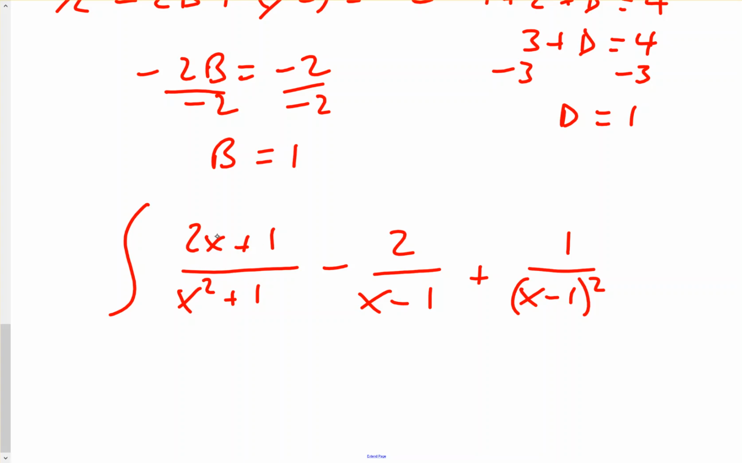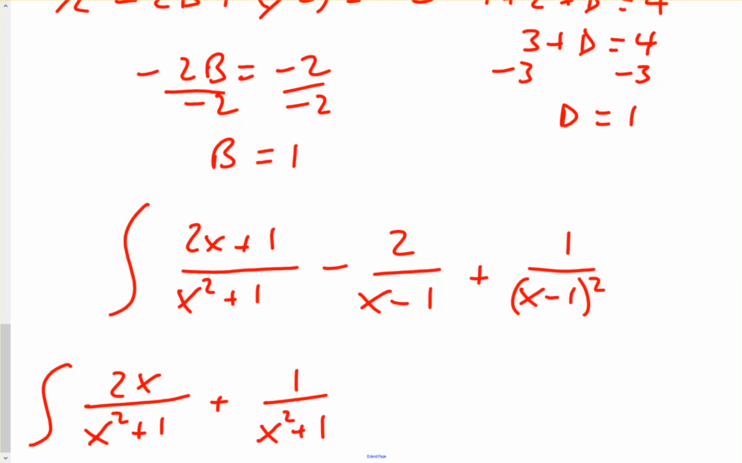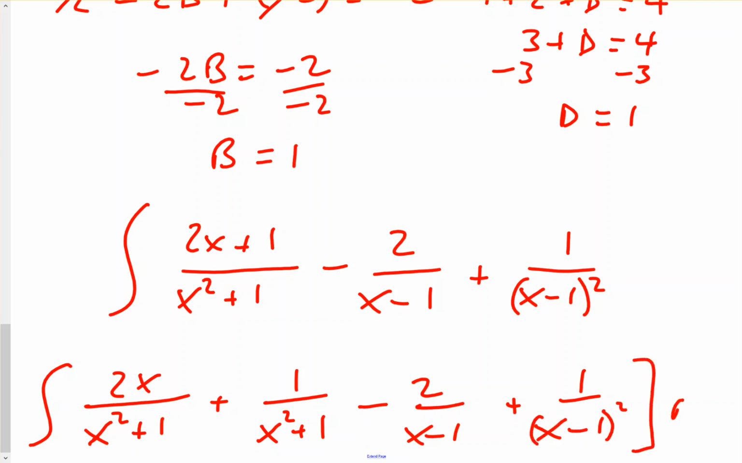Now what we could do here for this part, because this doesn't look like the ln of this fraction, we could split apart into two fractions. Right? We could say the first one is 2x over x squared plus 1 plus 1 over x squared plus 1, like that. Minus 2 over x minus 1 plus 1 over x minus 1 squared. And now we could integrate this.